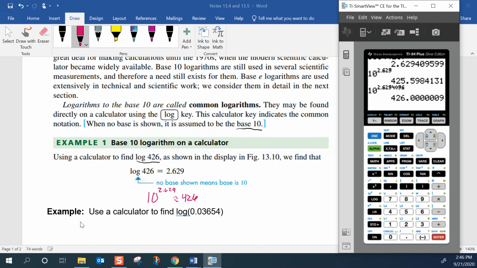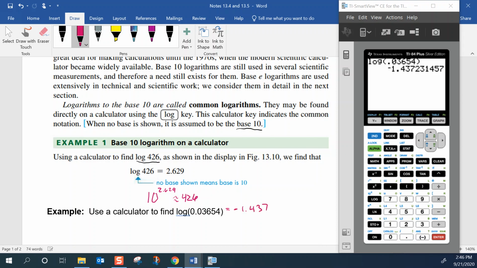Another example: use a calculator to find the log of 0.03654. These aren't things that we can just find if you don't have a calculator, so we have to use the calculator. Notice this is a decimal number, log of 0.03654. And we end up with a negative. So that equals negative 1.437 to 3 decimal places.